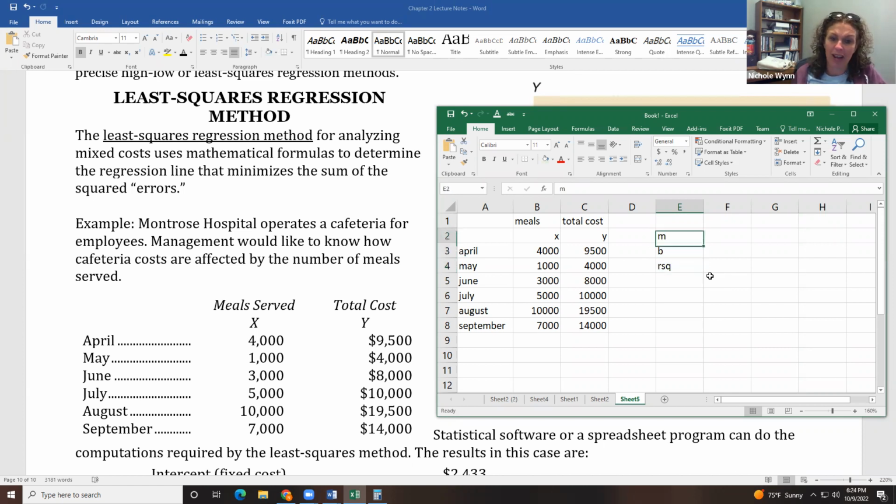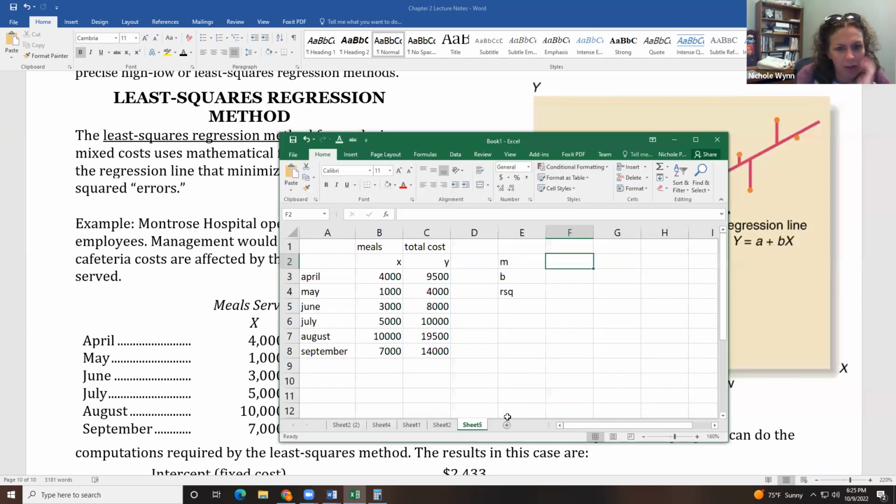So right now I have my data typed in here and I hope you guys do too. I have all my data in here. And then I have M, B, and RSQ. So M, I'm going to go to the cell next to it. So I want everybody to do this. I went to the cell next to it. So I'm just in this blank cell and I'm going to insert a function.